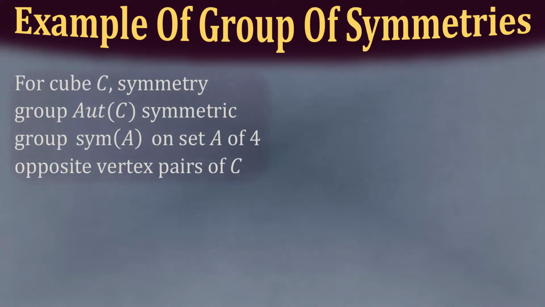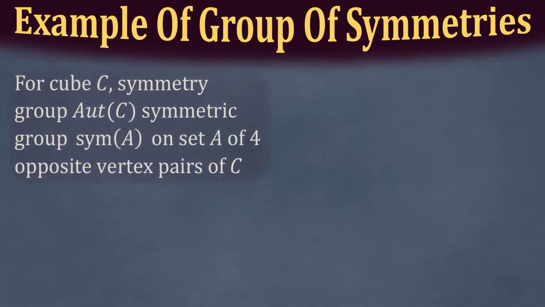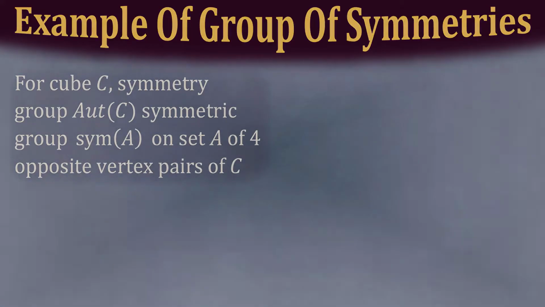For a cube C, the full symmetry group of C is the symmetric group Sym(A) on the set A of the four opposite vertex pairs of C. Next, let's define the dihedral group, which is a type of group of symmetries.